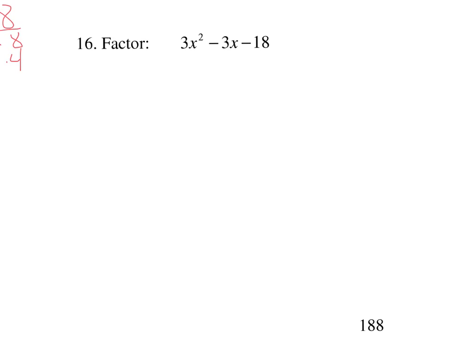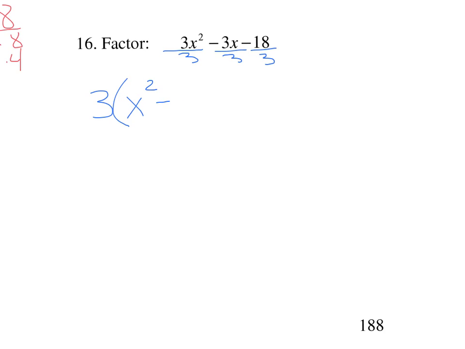Okay, factor 3x squared minus 3x minus 18. And again, similar to the one in the lesson, we have a coefficient here that we really haven't learned how to deal with. We are going to, in the next lesson, figure out what to do here. But this is a best case scenario where this 3 is common. All of these terms are divisible by 3. So let's get the 3 off as a GCF. Just divide every term by 3.